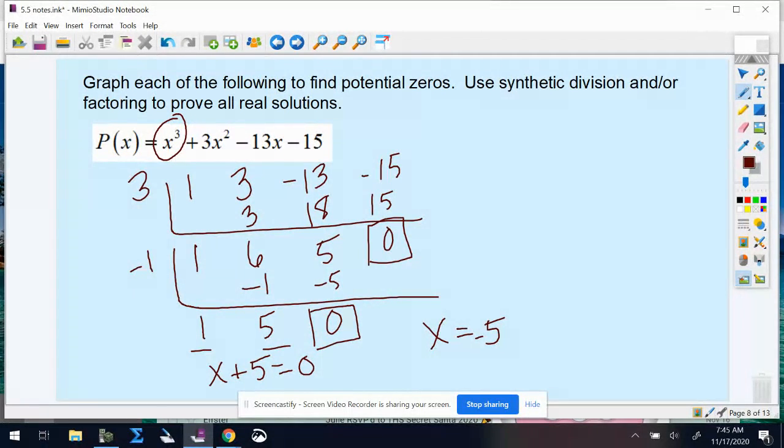Or I could have done synthetic division again. I actually have a lot of options as we get towards the end of this chapter, because now I have a bigger skill set. I have synthetic division, I have long division, I have factoring. All of those things will lead me to my answers.